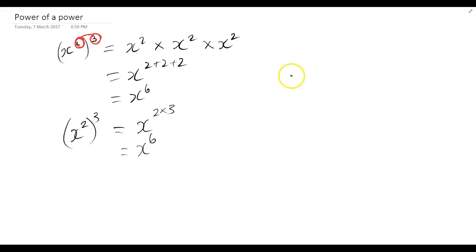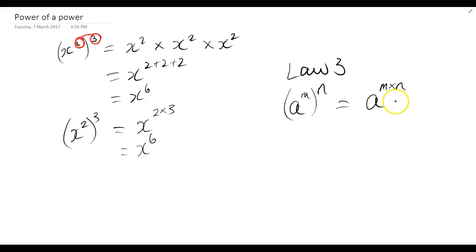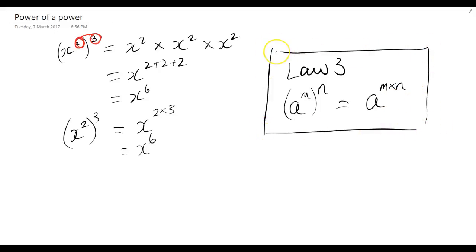So let's summarize that law. Law 3 is, if I just do any letter, a to the m, and then raise that to a different power, to the n, then that is going to equal whatever a is, and then we're going to multiply those indices, m times n. And so that law there is law 3.